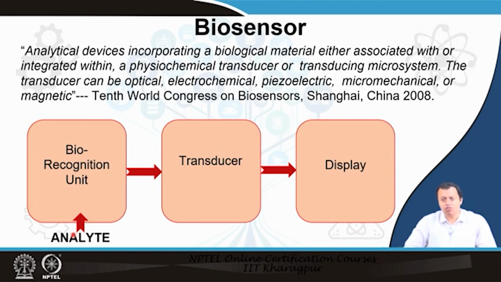Analytes are the materials that you want to sense. It could be a virus, you want to detect a virus. It could be some kind of a hormone like a pregnancy hormone, you want to detect whether a person is pregnant or not. Blood glucose detection, you want to detect the glucose from the blood.